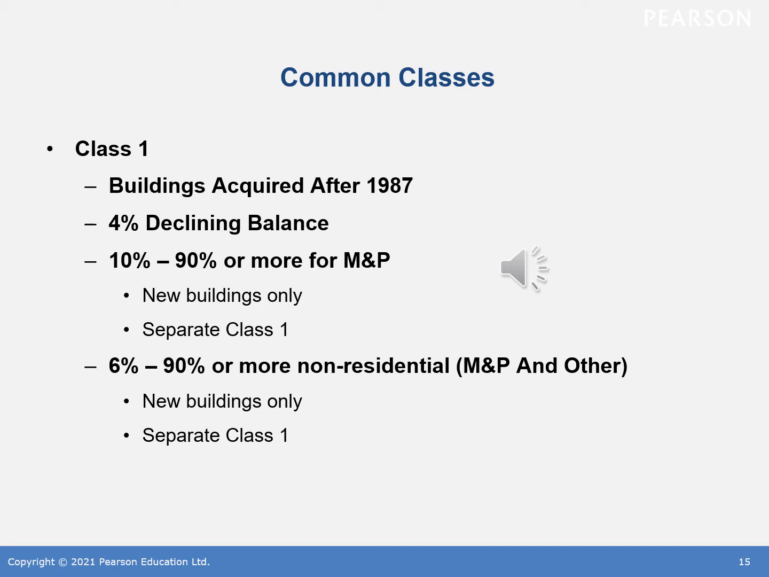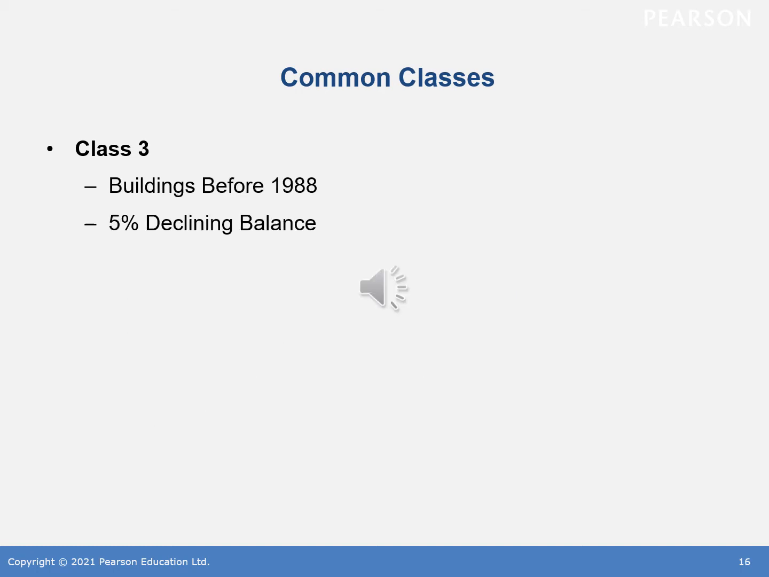So let me start right with Class 1 and buildings. Actually on this slide, we'll move on to the next class in a moment. So buildings acquired after 1987 have a 4% declining balance, but they must be used in certain ranges for manufacturing and processing, etc., whether they apply to that asset or not.